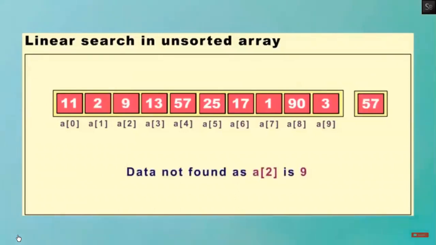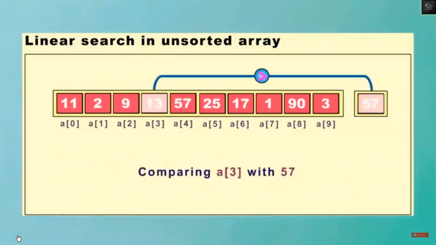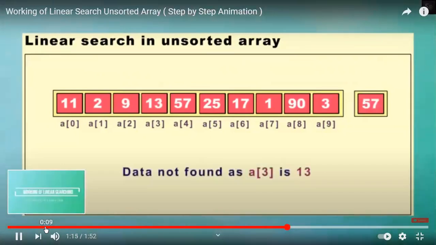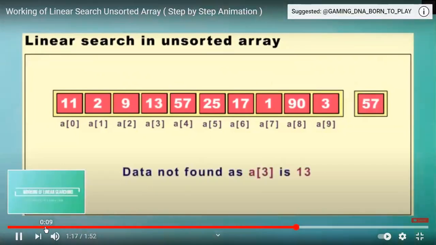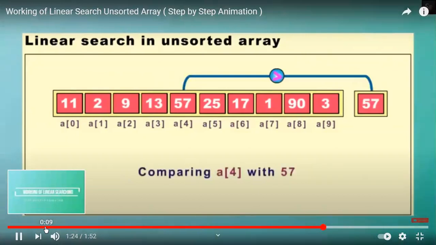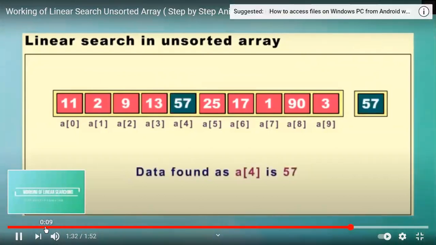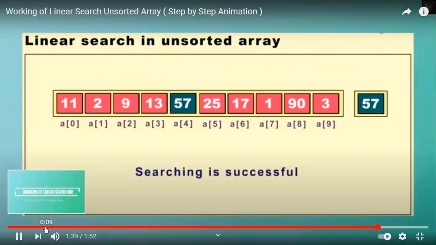Next compare the fourth location. Equal to 57? Yes. Data found, 57 at the fourth location. Clear? Search is successful.